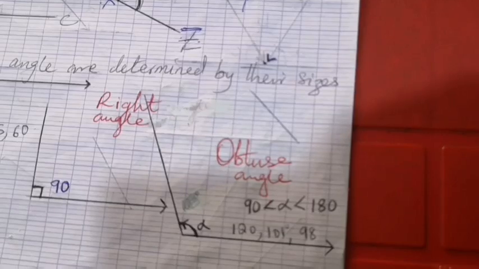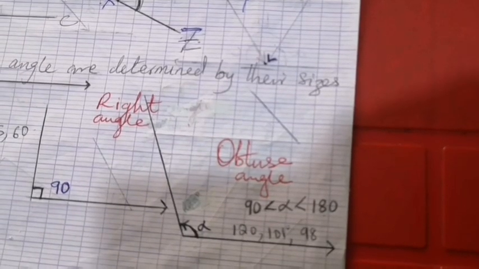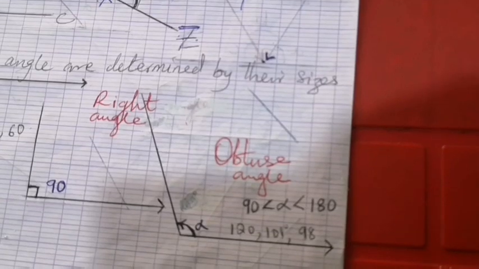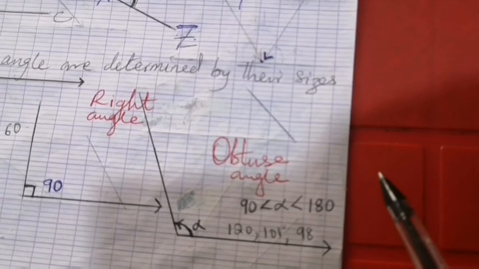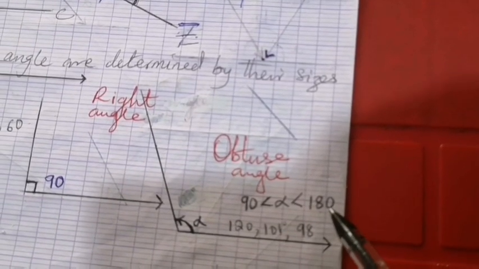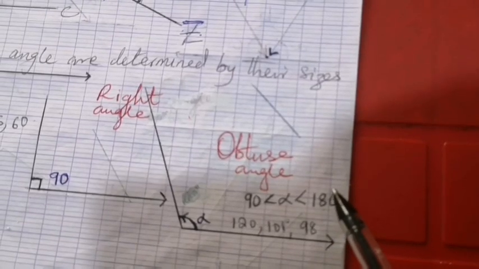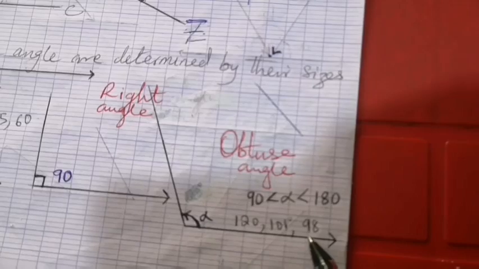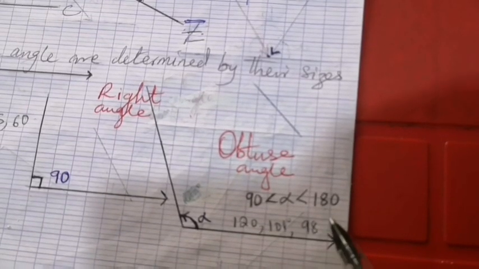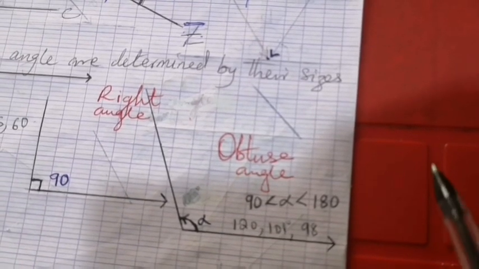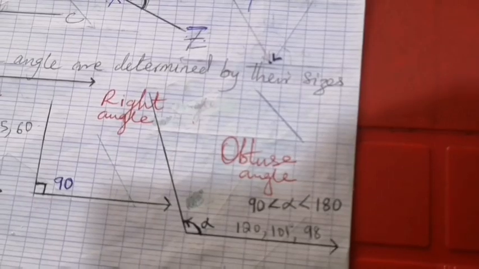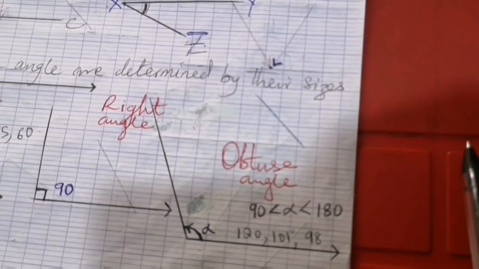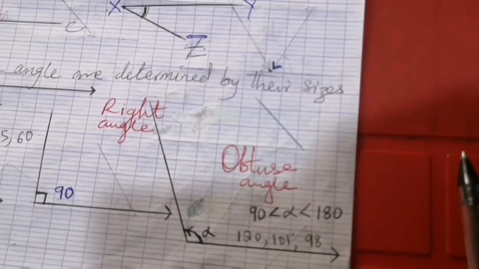An obtuse angle is an angle that is between 90 degrees and 180 degrees. That means any angle that is bigger than 90 degrees but less than 180 degrees is called an obtuse angle, like angle 120, angle 101, angle 98, angle 110, angle 150, angle 175. All these angles are obtuse angles because they are less than 180 degrees and bigger than 90 degrees.